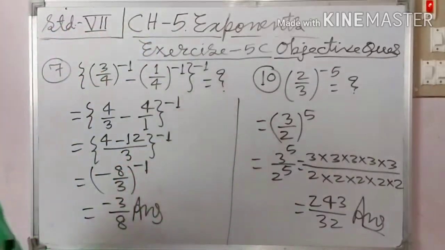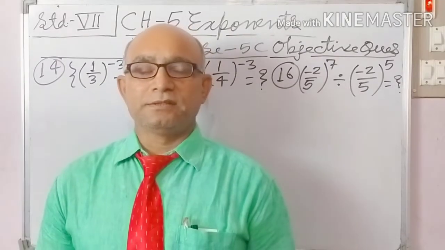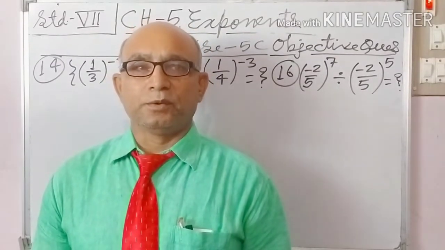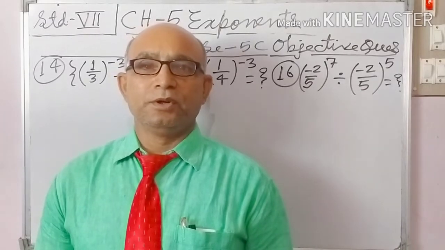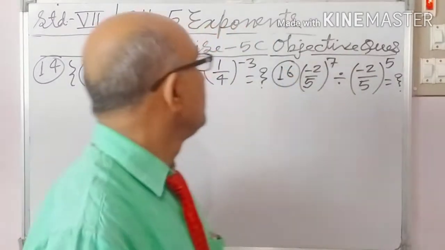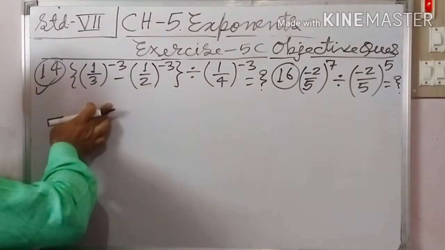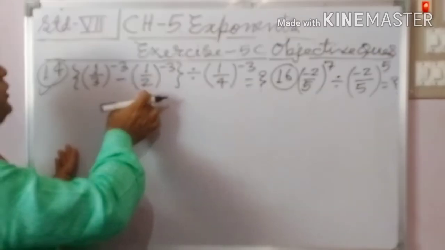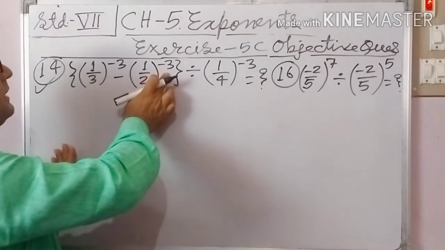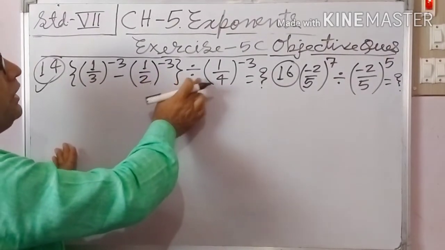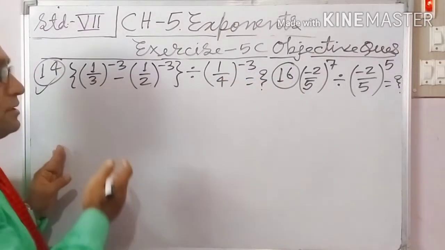Students, the next two selected questions written on this board are question number 14 and 16. First of all, I solve question number 14: (1 by 3 to the power minus 3 minus 1 by 2 to the power minus 3) divided by 1 by 4 to the power minus 3.